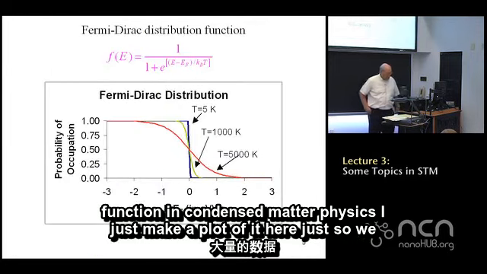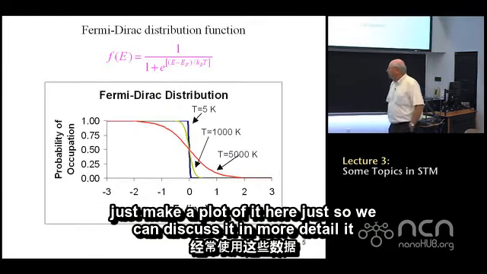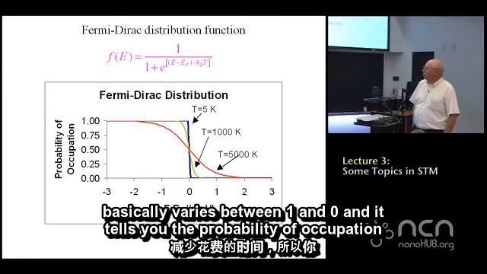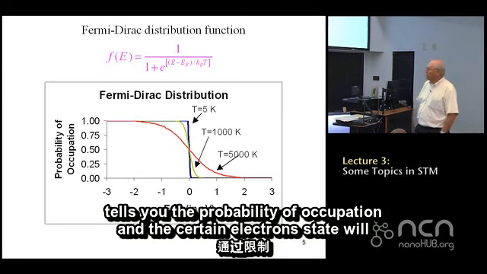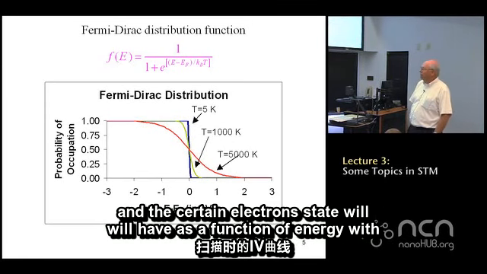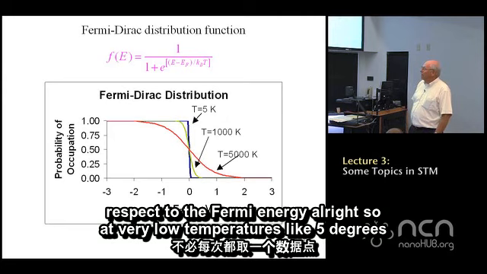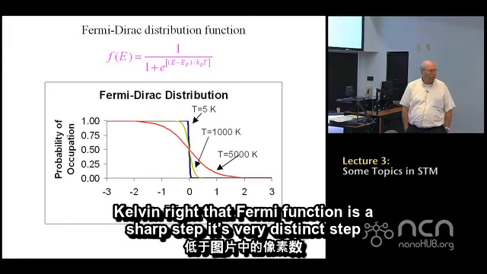I just make a plot of it here, just so we can discuss it in more detail. It basically varies between 1 and 0, and it tells you the probability of occupation that a certain electron state will have as a function of energy with respect to the Fermi energy, right? So at very low temperatures, like 5 degrees Kelvin, that Fermi function is a sharp step. It's a very distinct step function.